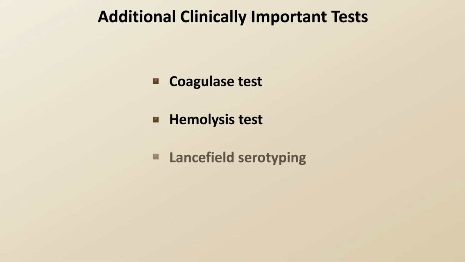There are a large number of additional tests used in complex algorithms to further distinguish clinically relevant bacterial species. Luckily, when it comes to acute bacterial infections in humans, there are only 4 tests that are referred to outside of the microbiology lab. They are the Coagulase Test, the Hemolysis Test, Lancefield Serotyping, and the ability of some bacteria to ferment lactose. I'll talk briefly about each.